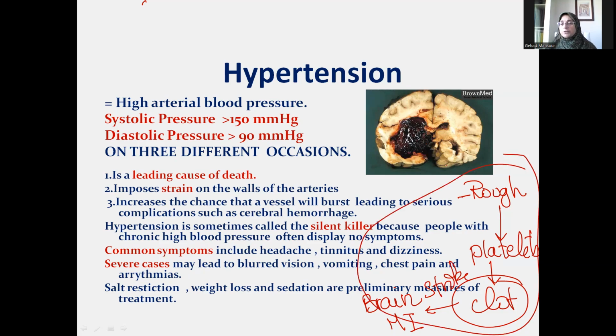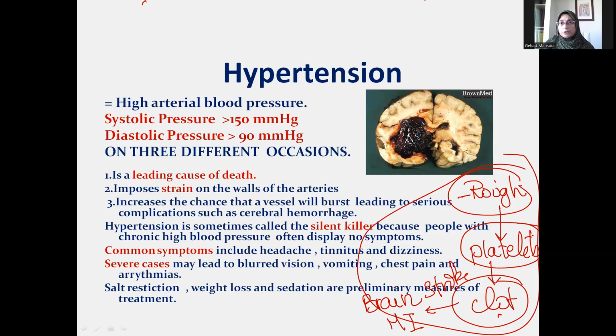So if I ever ask you about complications of hypertension, you would talk about roughness and destruction of the platelets and blood clotting and obliteration of the blood vessels that might result in a brain stroke or myocardial infarction.